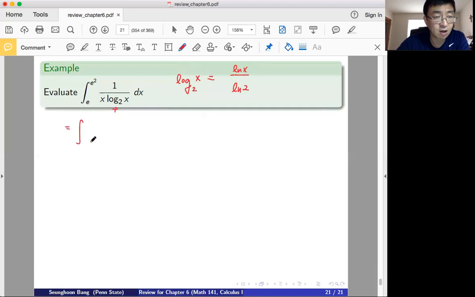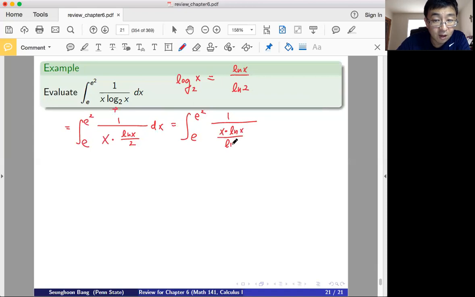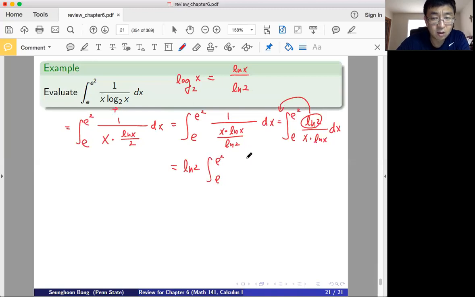So this is the same as the integral from e to e squared of 1 over x times log base 2 of x, which is ln of x over ln of 2, dx. The same as the integral from e to e squared of 1 over x times ln of x over ln of 2 dx. Take the reciprocal of the denominator: ln of 2 over x times ln of x dx. So ln of 2 is like a coefficient, and you take out the constant: ln of 2 times the integral from e to e squared of 1 over x times ln of x dx.